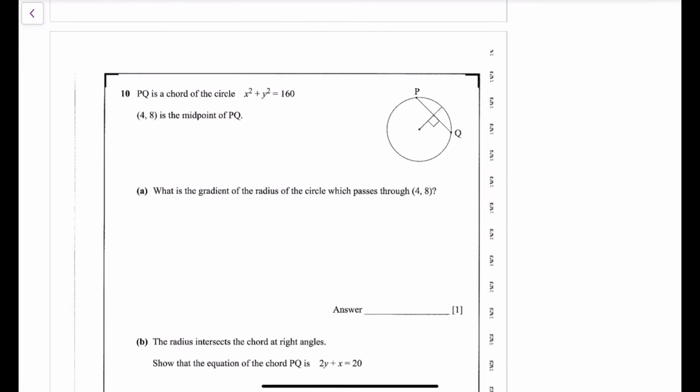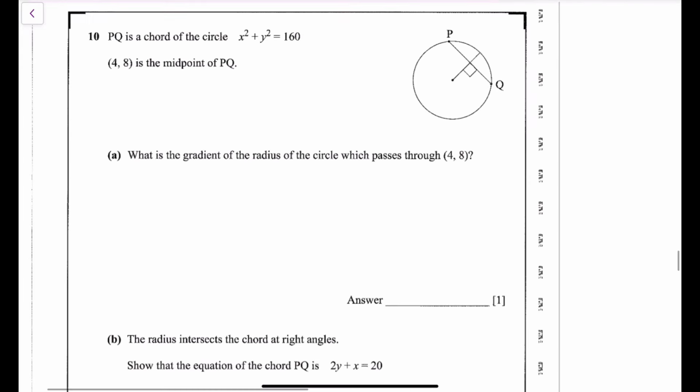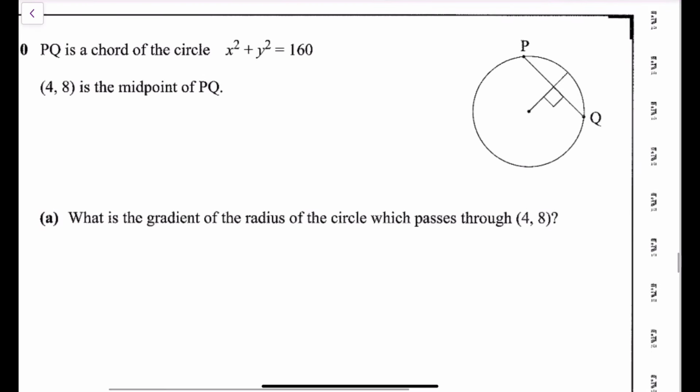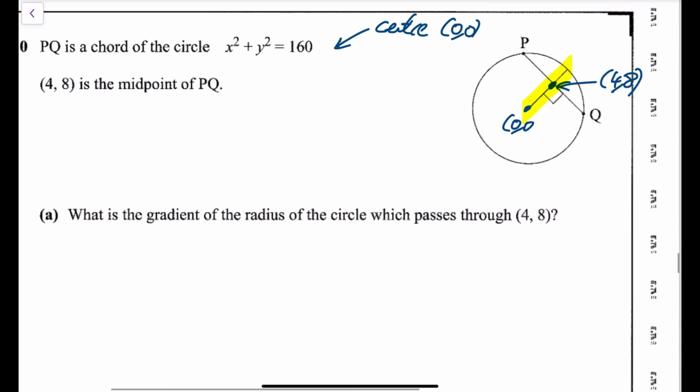Okay, right, very few people liked this one. It says PQ is a chord of the circle x squared plus y squared equals 160. It tells you that (4, 8) is the midpoint. So this wee point here is (4, 8). What is the gradient of the radius of the circle which passes through this point? So you want to find the gradient of this wee line here. Now this circle here is what we're talking about. It has a center (0, 0). So this point here must be (0, 0).